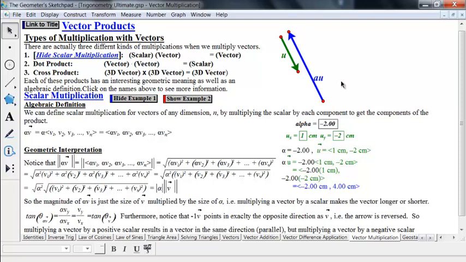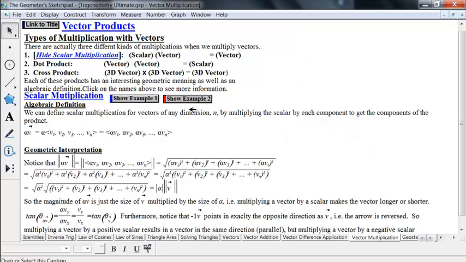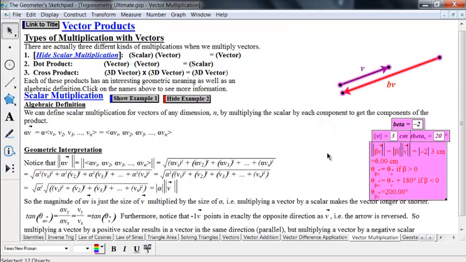And so you can see there what happens in the component form. Now, let's look at an example. Let me change that back to positive. Okay, let's hide that example. Let's look at an example in magnitude and direction form.